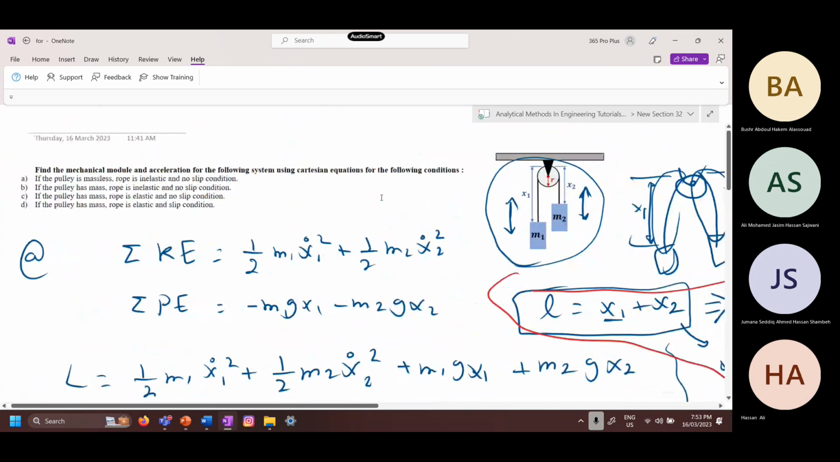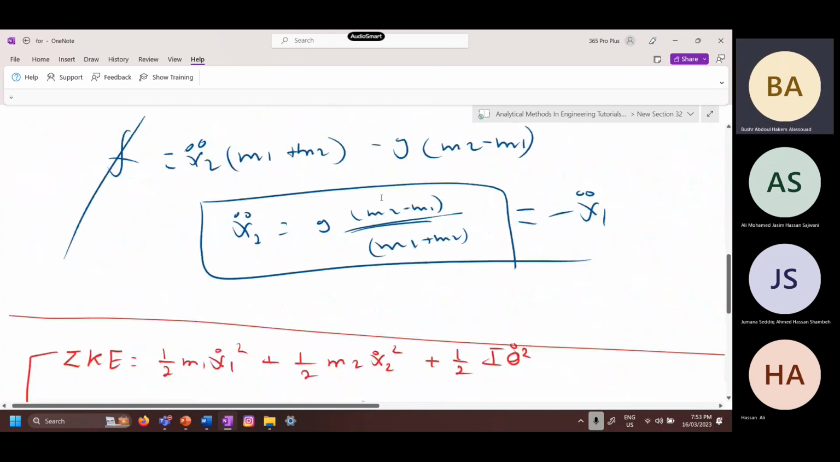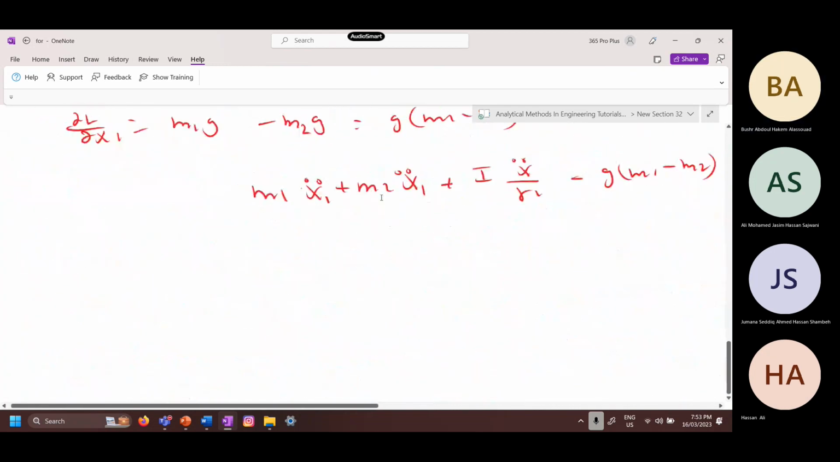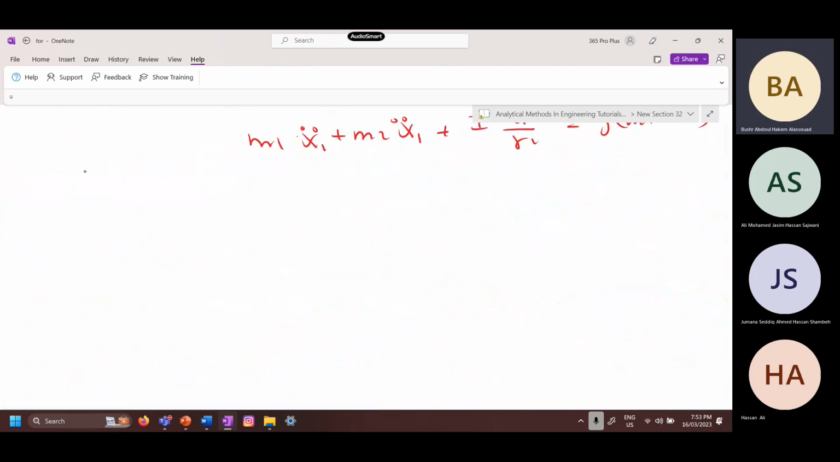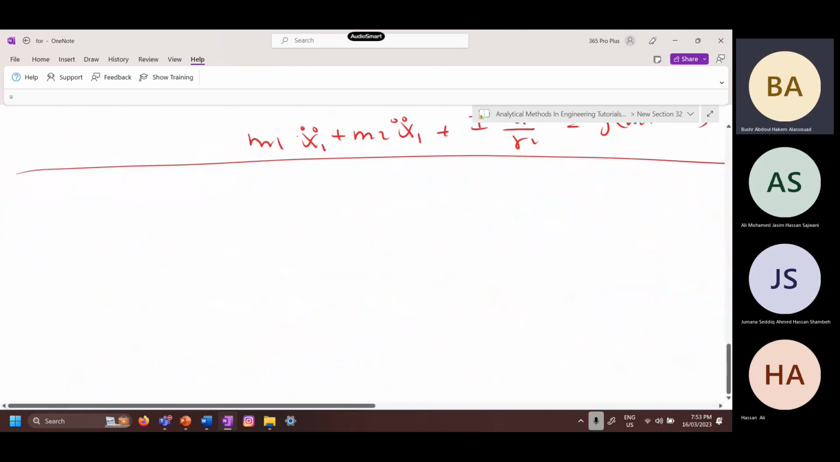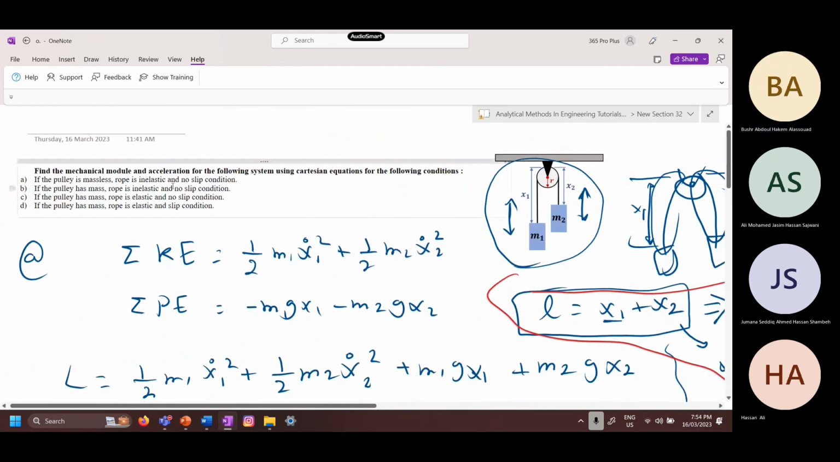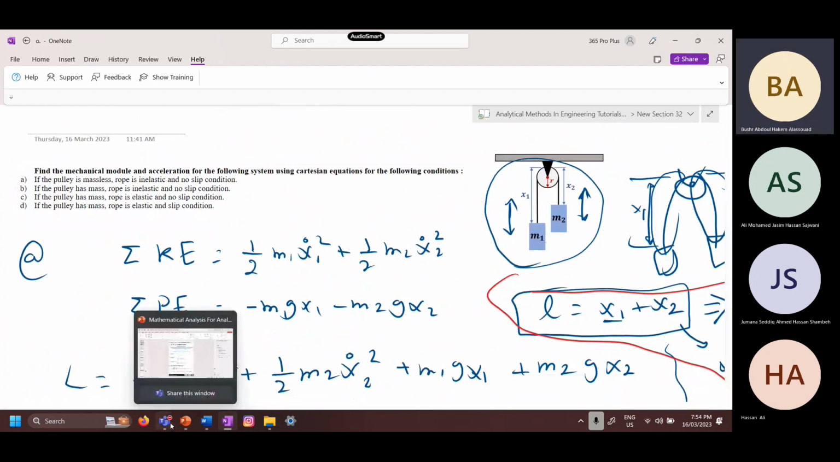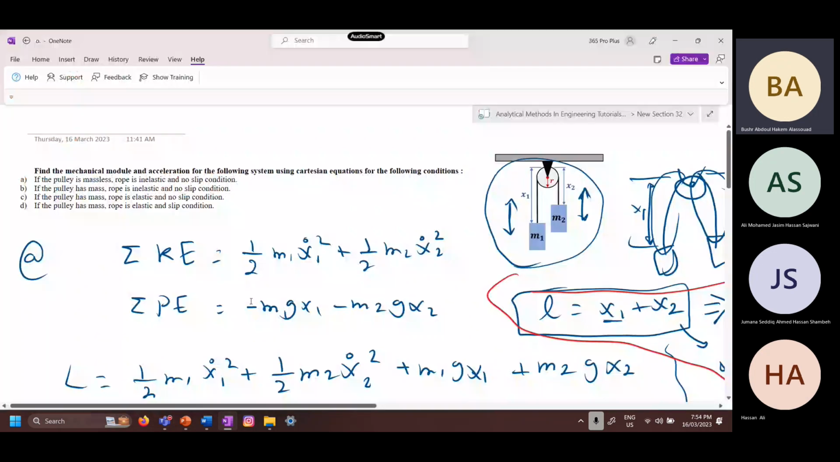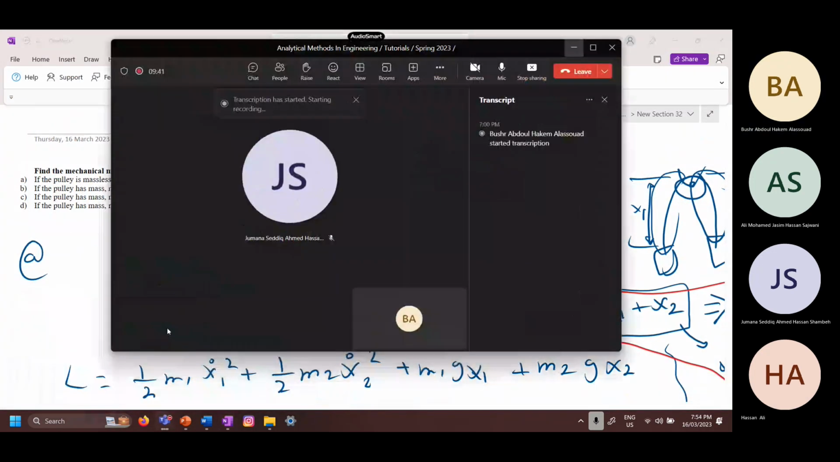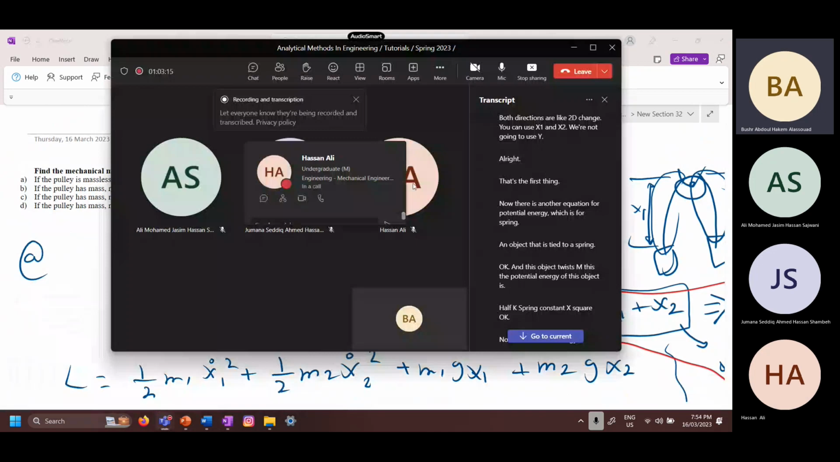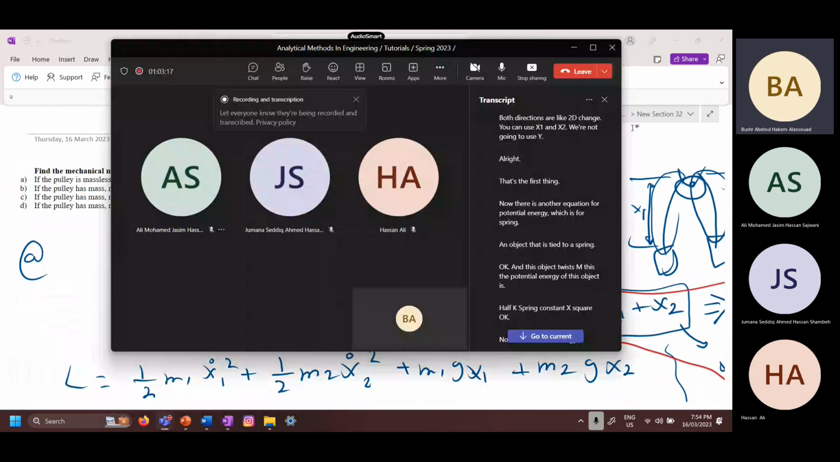You can use whatever method that you want. I might solve it at the end of the tutorial, I'm not sure. Now let's go to case 3, or part C of the question. Let me check the recording if it's working. Okay, the recording is working. All right, cool.